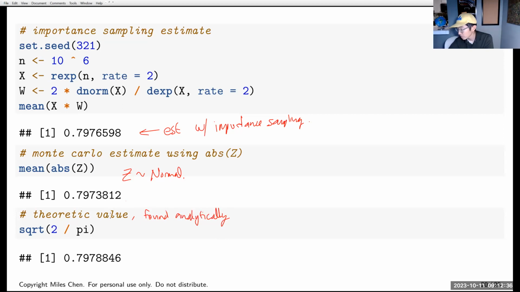Okay, and so we can see all of these things are pretty close. We're at least accurate to 3 decimal places. They all start off with 0.797. So I got 0.7976, 0.79738, 0.79788. So in our case, our importance sampling estimate actually ends up closer than generating values from the normal distribution. I think that's just a coincidence.